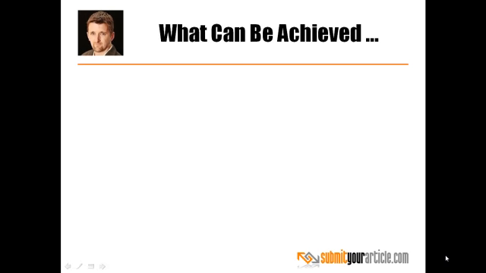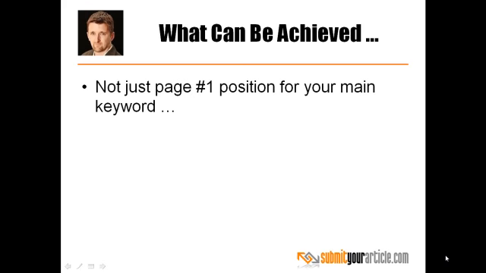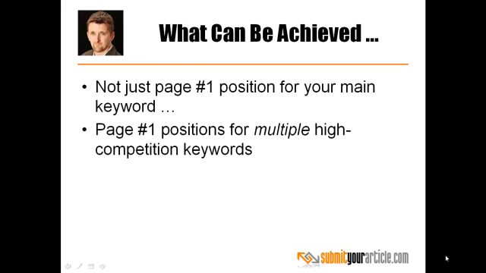So let's have a look at what can be achieved through effective keyword research and applying that research to your article marketing efforts. You're not just looking at a potential page 1 position for your main keyword, but page 1 positions for multiple keywords, and not just any keywords. These are keywords with high levels of competition that you may consider it difficult or impossible to get a high ranking for. I've seen this happen many times with effective article marketing backed up with effective keyword research.